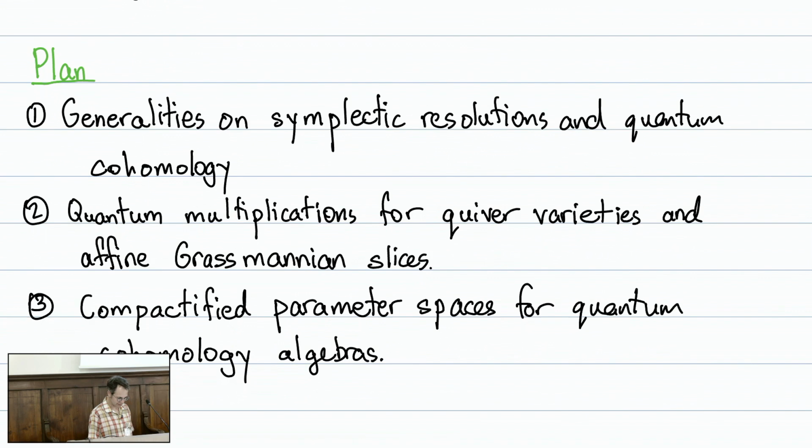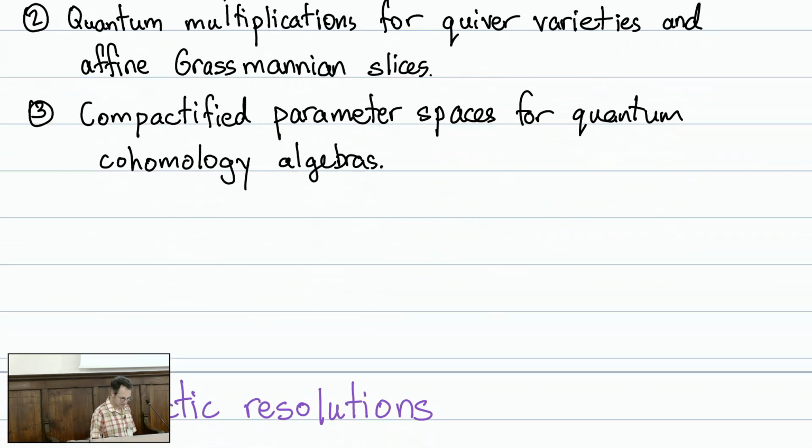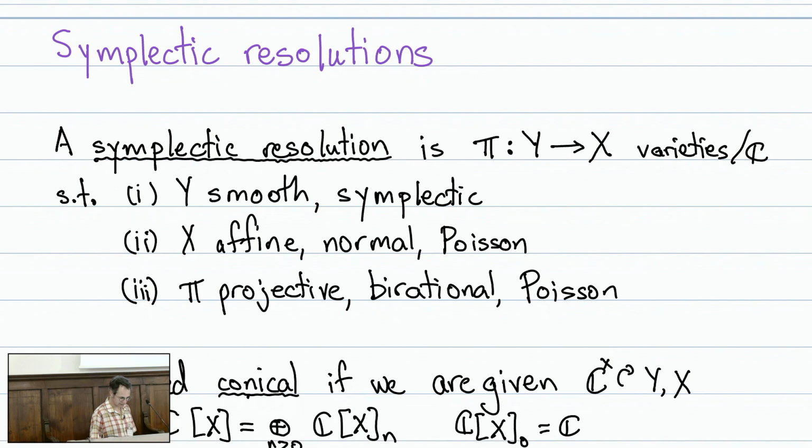OK, here's the plan, which is maybe not so different from what I just said. We're going to discuss generalities on symplectic resolutions and quantum cohomology. And then we'll discuss quantum multiplications for quiver varieties and affine Grassmannian slices. And then we'll talk about these compactified parameter spaces. There are 3 things and there are 5 lectures, and I don't really know how the 3 will distribute over the 5, but I guess roughly 1.5 each. We'll see how it goes. OK, any questions? Great.